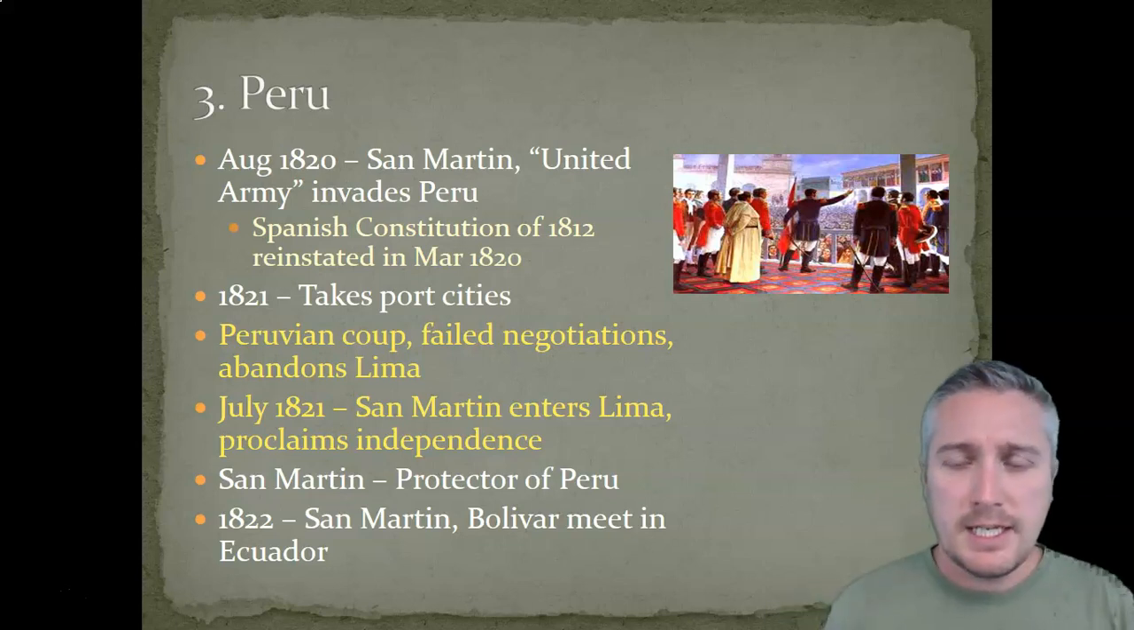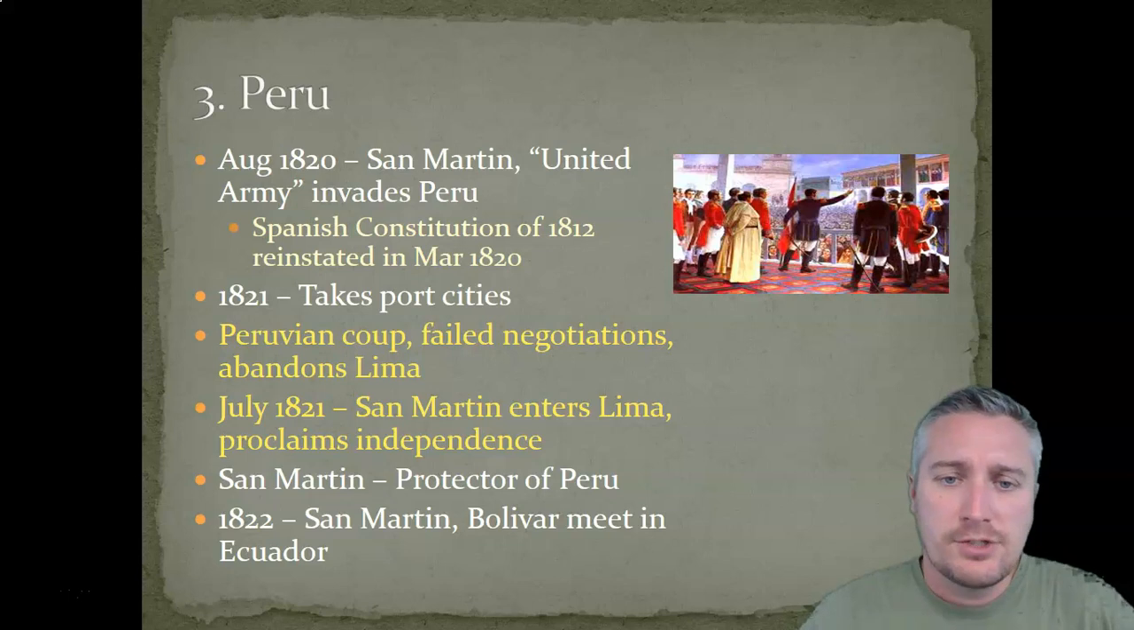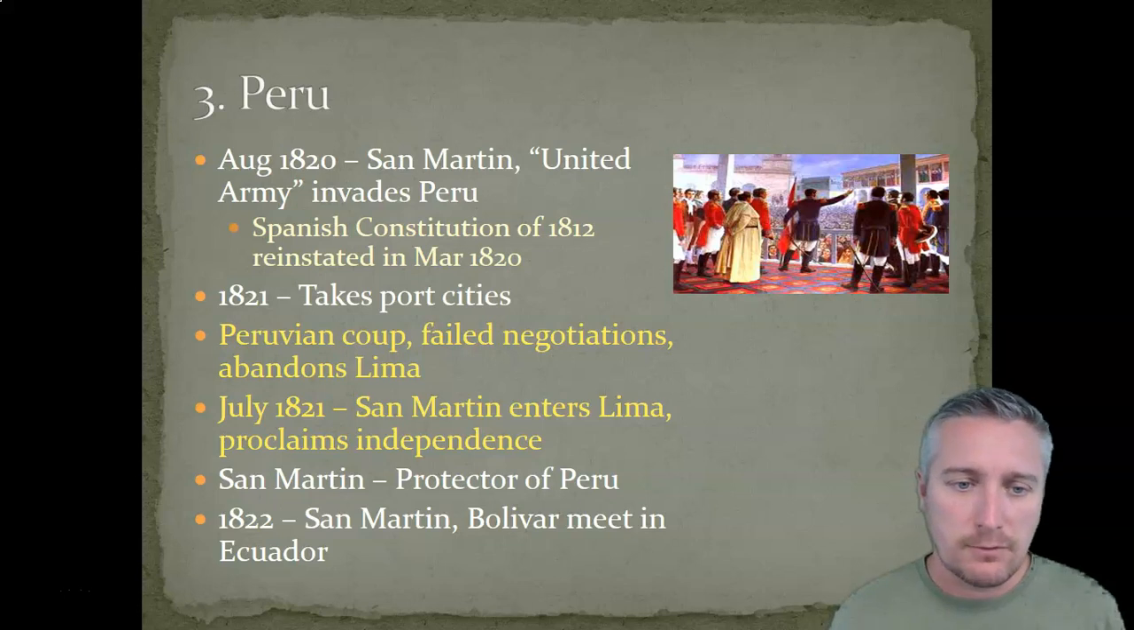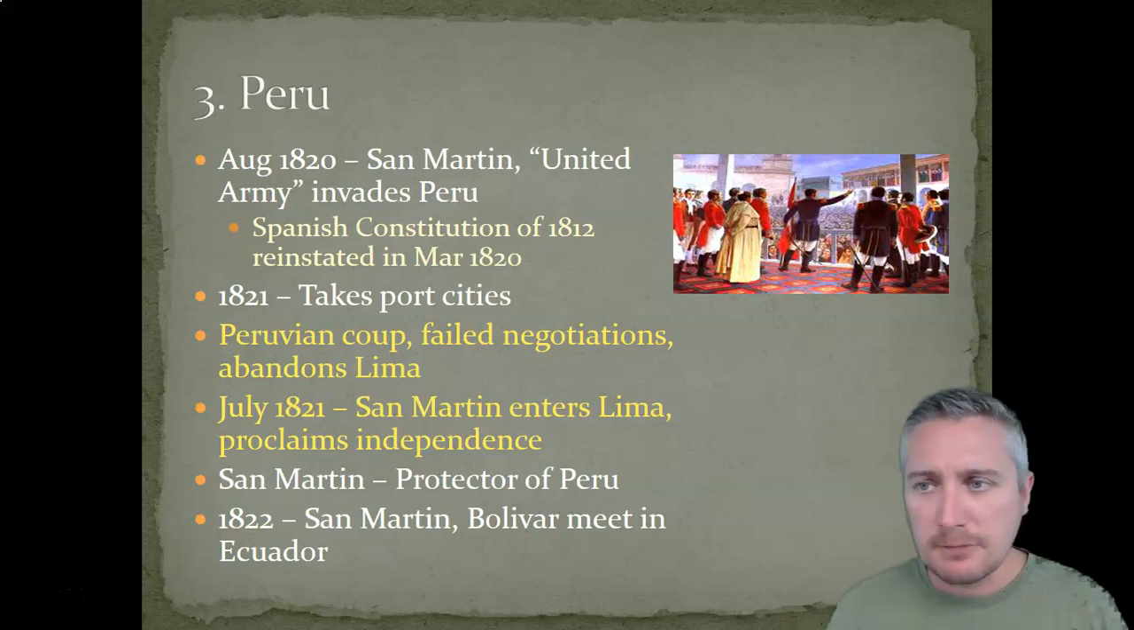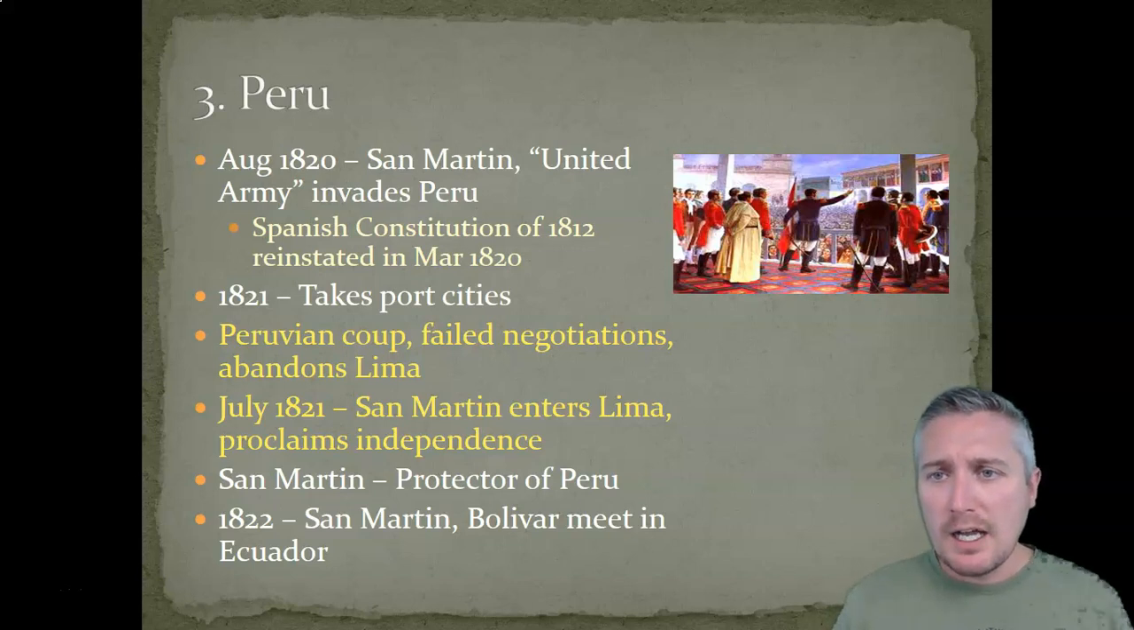But San Martin, kind of like Bolivar, says, no, the Constitution of 1812 isn't good enough now. That might have been fine at the beginning, but that is not ultimately what we want. We want full independence for Peru and ultimately for many of the nations surrounding it. So at this point, San Martin kind of has the upper hand.